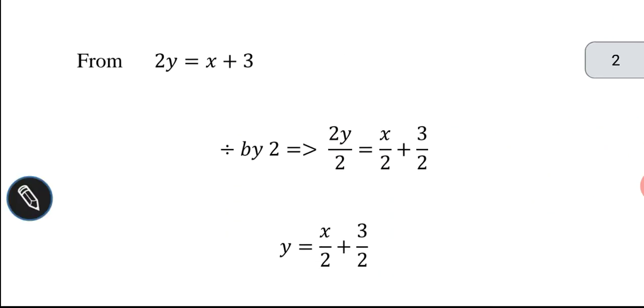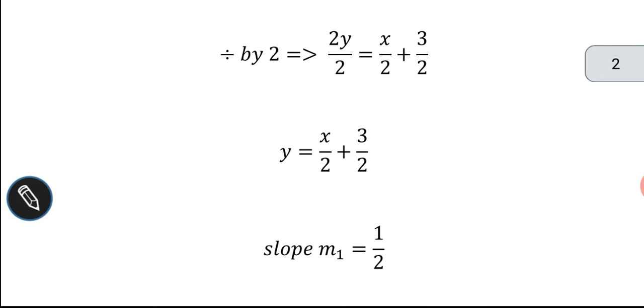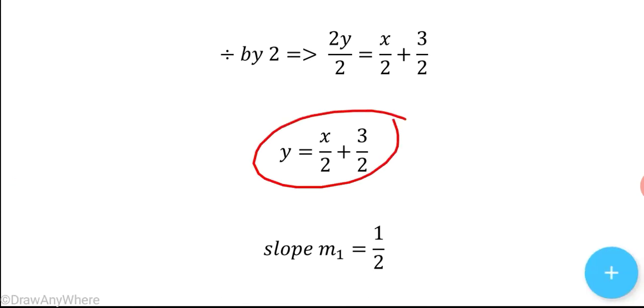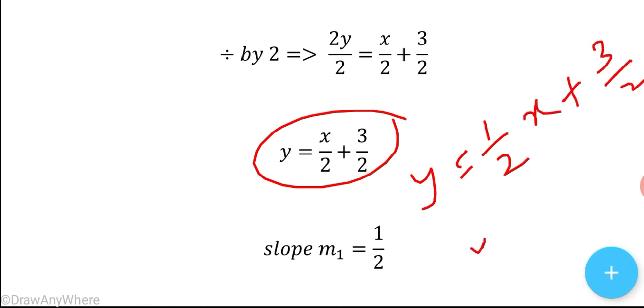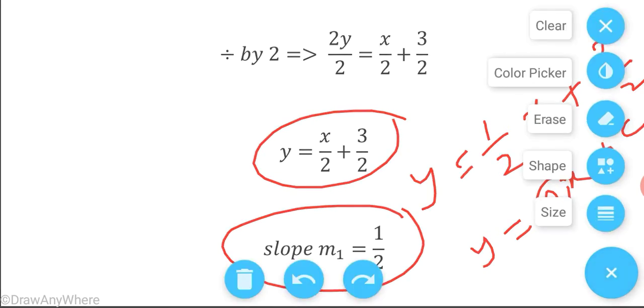So if we divide, it will become y is equal to x by 2 plus 1 by 2, 3 by 2. So the slope is, so this equation is y is equal to 1 by 2 into x plus 3 by 2. If we compare with y is equal to mx plus c, the slope m is 1 by 2 and the y-intercept is 3 by 2. Here we need the slope only, so slope m1 is equal to 1 by 2.